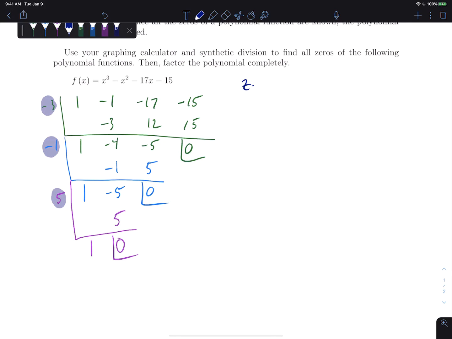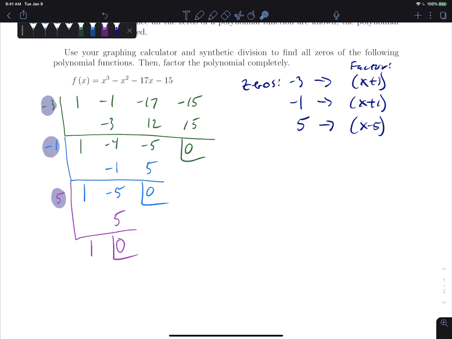Okay, so the zeros are the following: -3, -1, and 5. Now, notice that each one of these has a multiplicity of 1 because each of these is only used as a zero one time. So that means that the -3 has a factor of x plus 3. The -1 has a factor of x plus 1, and the 5 has a factor of x minus 5. Now notice if these had multiplicities other than 1, let's say the -3 had a multiplicity of 2, we would make that x plus 3 squared. That's all we would do. Okay, so these are the factors.